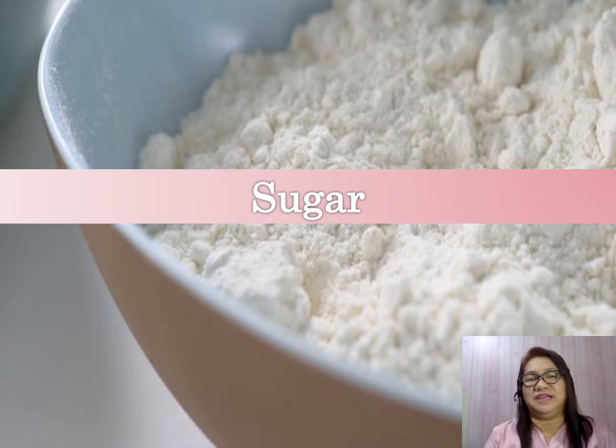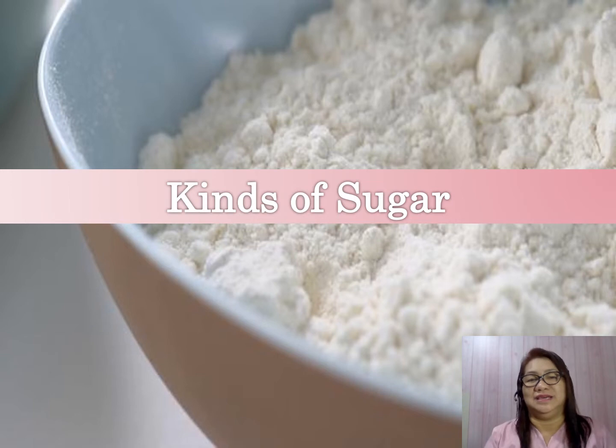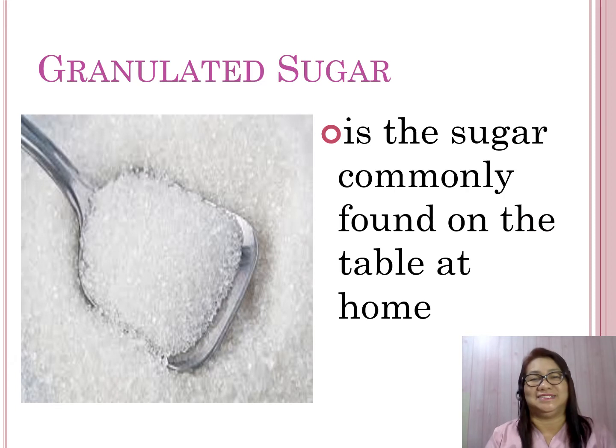So another ingredient is sugar. Sugar is responsible for the attractive golden brown color of baked products. It contributes to the development of good food flavor and aroma. There are kinds of sugar. The ultra-fine is used for cakes and cookies. Sometimes this sugar is called baker's special.